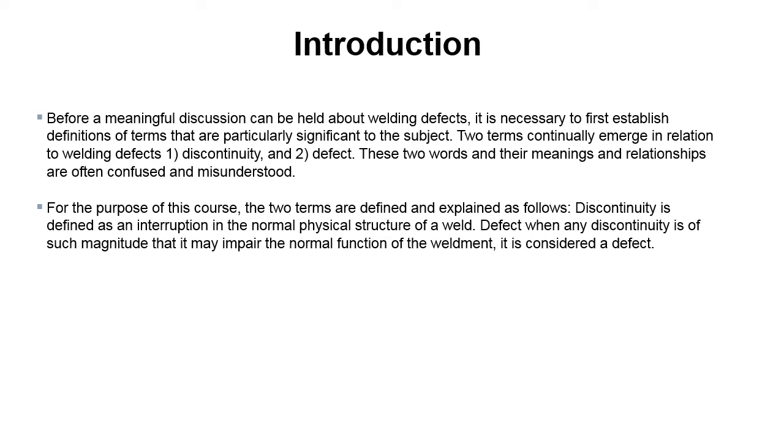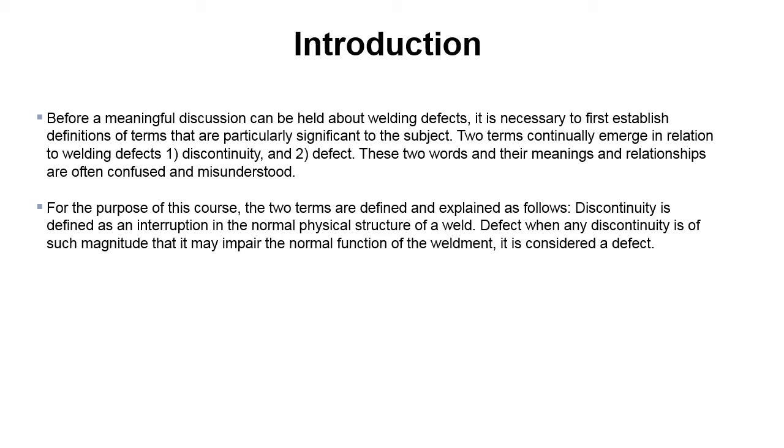Introduction. Before a meaningful discussion can be held about welding defects, it is necessary to first establish definitions of terms that are particularly significant to the subject. Two terms continually emerge in relation to welding defects: one, discontinuity, and two, defect. These two words and their meanings and relationships are often confused and misunderstood. For the purpose of this course, the two terms are defined and explained as follows.